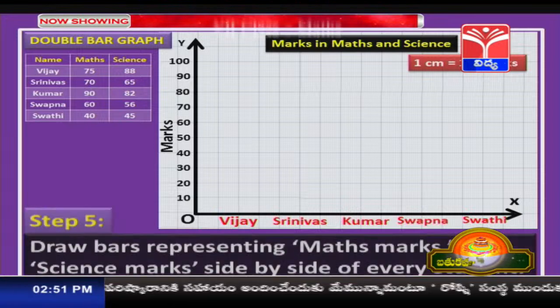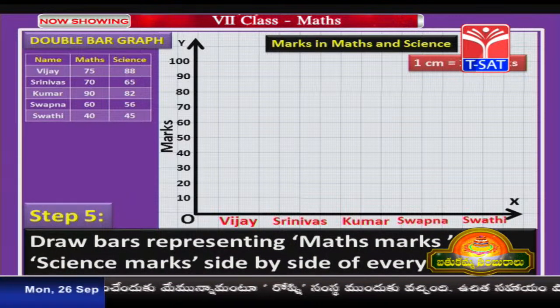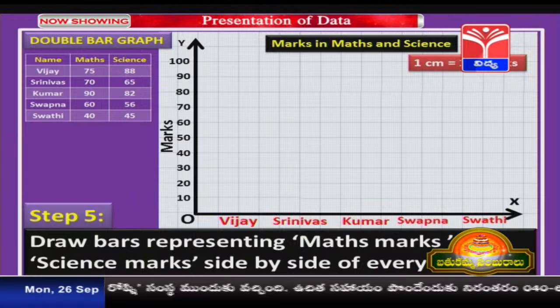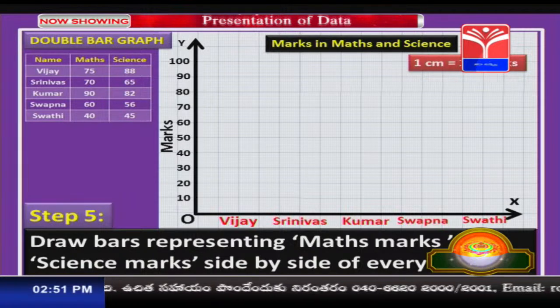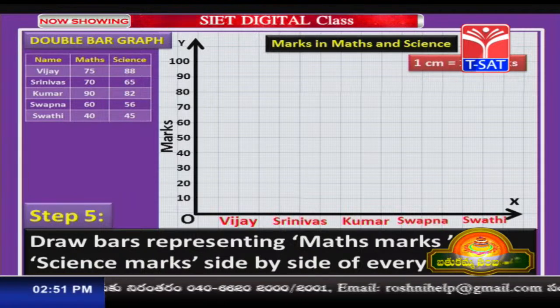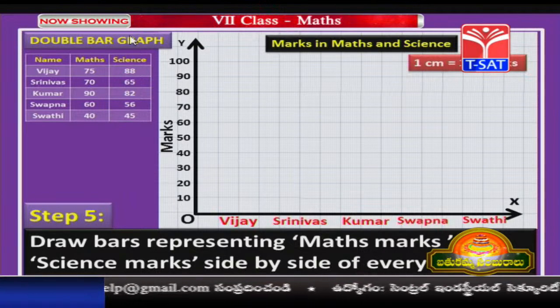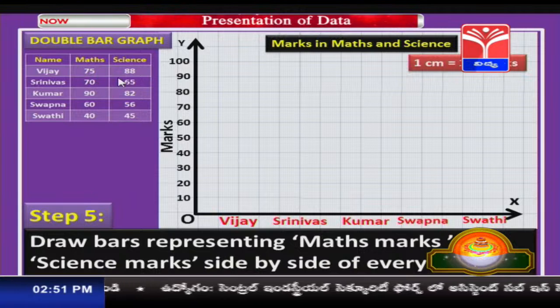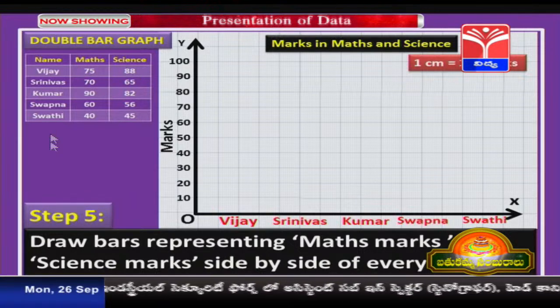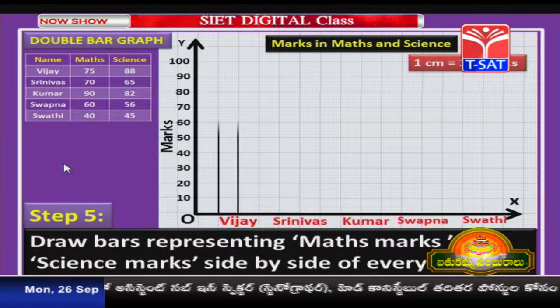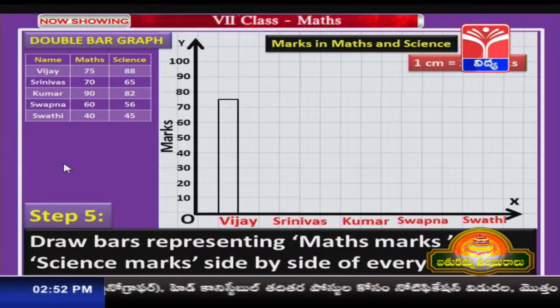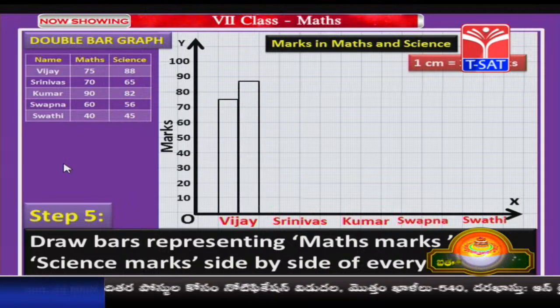In the next step, we are going to draw bars now, both mathematics marks as well as science marks, side by side for each and every student. So, let us take Vijay's case. Vijay got how many marks, children? In maths 75, and in science he got 88. Now, let us draw bars for mathematics, 75, and beside that science, 88.